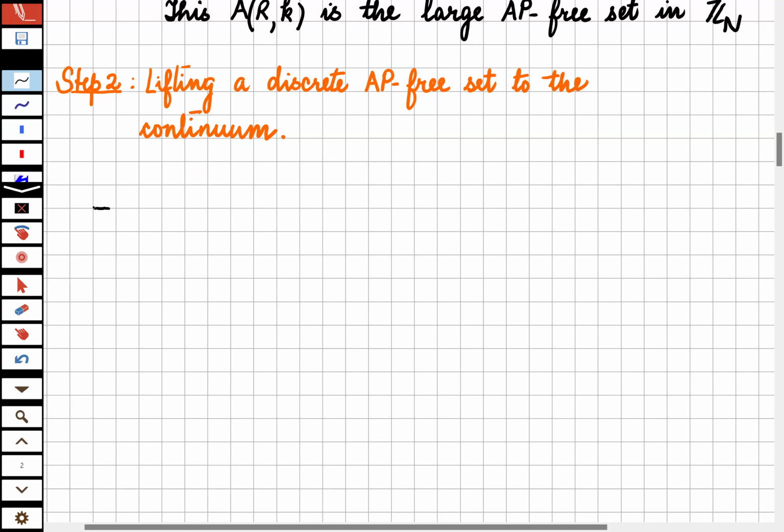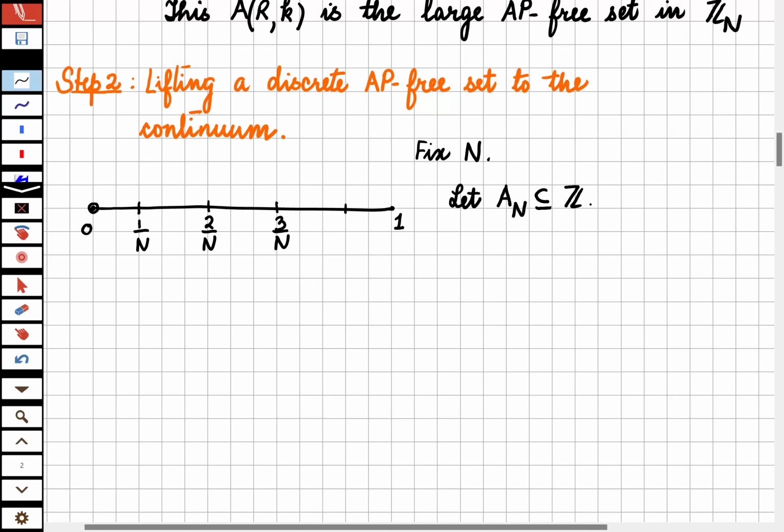So here is what we are going to do. Let's start with 0, 1. Okay. And we are going to define, so fix a capital N. And suppose we break this up into pieces 1 over n, 2 over n, 3 over n, and so on. And what we do is, let A sub n, a subset of Z mod n, be an AP free set.